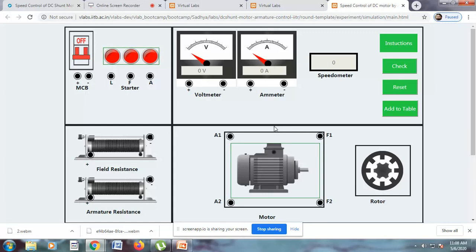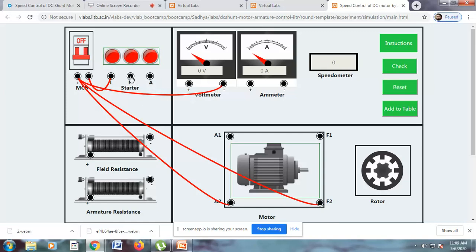Now we connect the circuit and perform the experiment. First positive to A2, positive to F2. Now positive to voltmeter negative point, negative to line, and this is field and armature. F used for field and A used for armature.